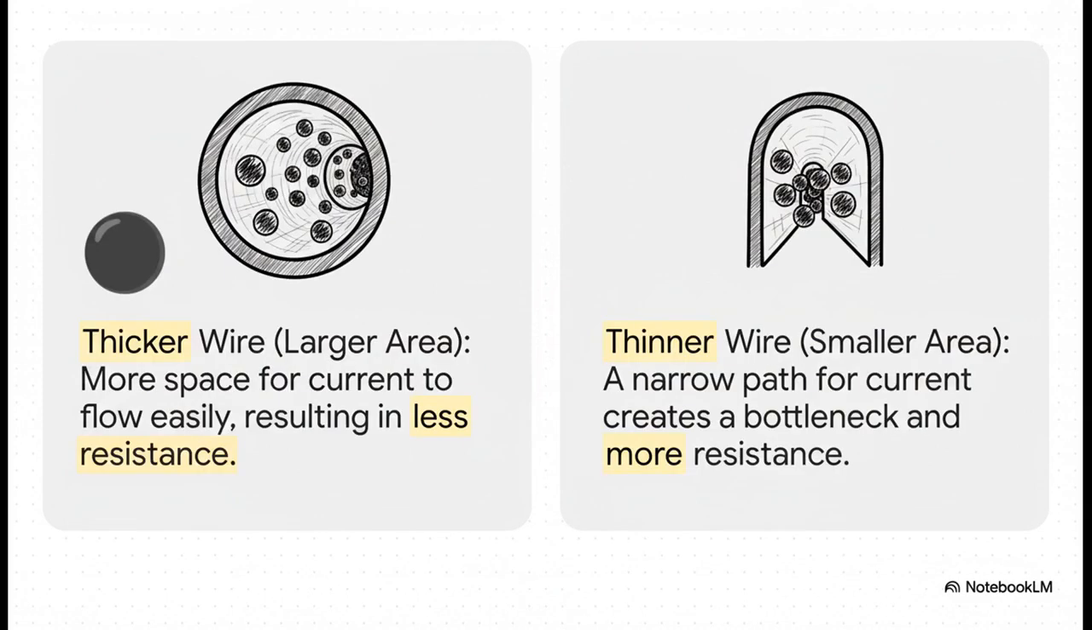Next up is the cross-sectional area, or just how thick the wire is. Think of it like a highway. A really thick wire is like a 5-lane freeway. Tons of space for traffic to flow easily. That means less resistance. A thin wire? That's like a tiny country road, creating a bottleneck and a whole lot more resistance.